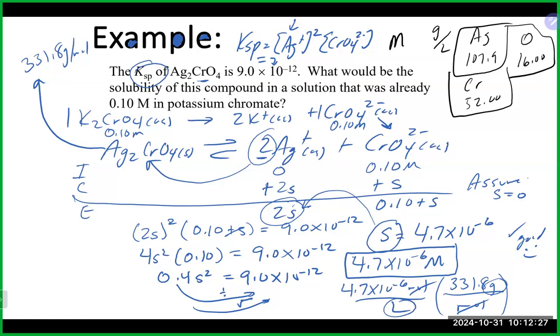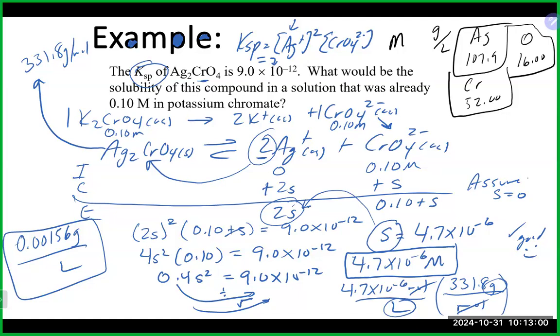4.7 times 10 to the minus 6. And that's going to give us a whopping 0.00156 grams per liter. Is that a lot of solubility? That is a very little amount of solubility. Basically, you take 0.002 grams and dissolve it in 1,000 milliliters of water, right? So that's basically nothing in this case. Any questions on that calculation there?